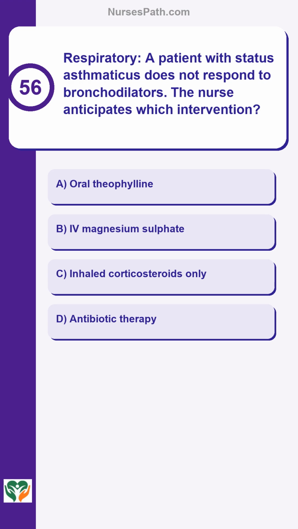Question 56. Respiratory. A patient with status asthmaticus does not respond to bronchodilators. The nurse anticipates which intervention? Oral theophylline. IV magnesium sulfate. Inhaled corticosteroids only. Antibiotic therapy.